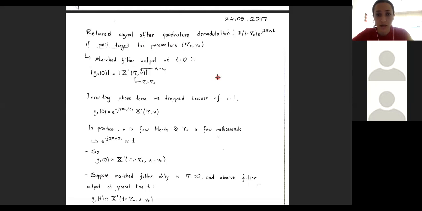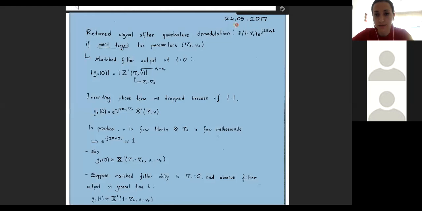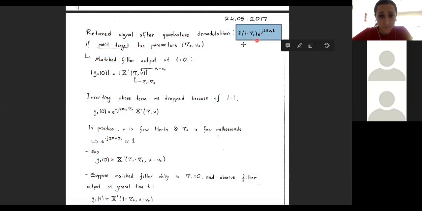Suppose, again, we have a return signal after quadrature demodulation, and that return signal arrives from a point target. Suppose it's a point target with delay tau 0 and velocity v0. That means our return signal will look like this. It's going to carry the delay information tau 0 and velocity information v0 in this fashion. What will be the match filter output in this case?